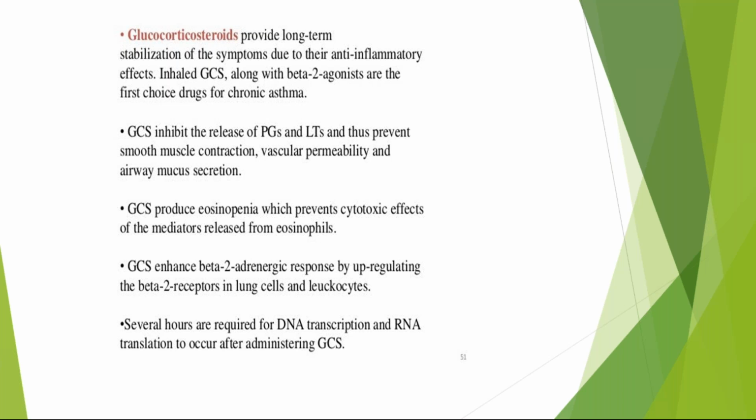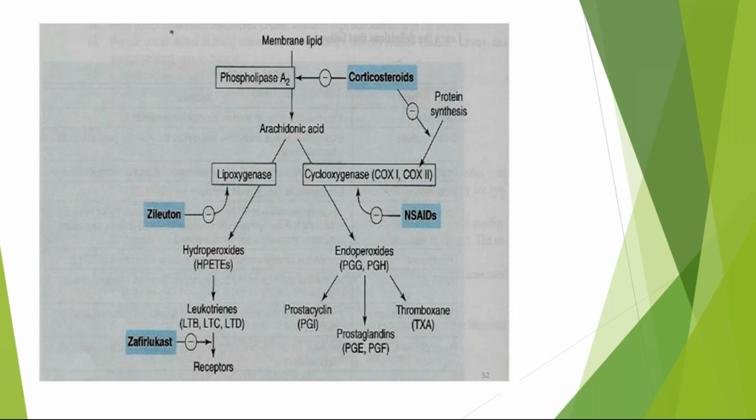Glucocorticoids inhibit the release of prostaglandins and leukotrienes, thus prevent smooth muscle contraction, vascular permeability, and airway mucus secretion. They also produce eosinopenia, which prevents the cytotoxic effects of mediators released from eosinophils. Glucocorticoids also enhance the beta-2 adrenergic response by upregulating beta-2 receptors in lung cells and leukocytes. This is the picture showing how corticosteroids act on the synthesis of prostaglandins.